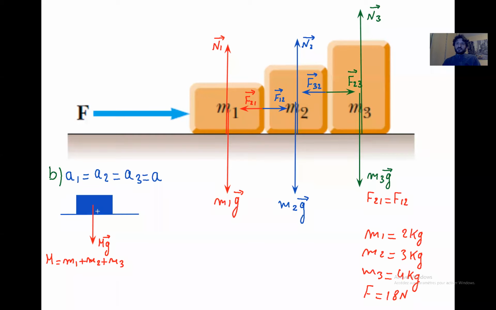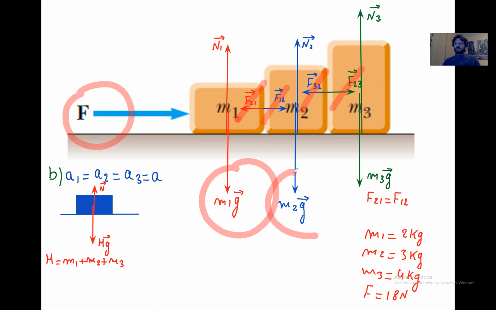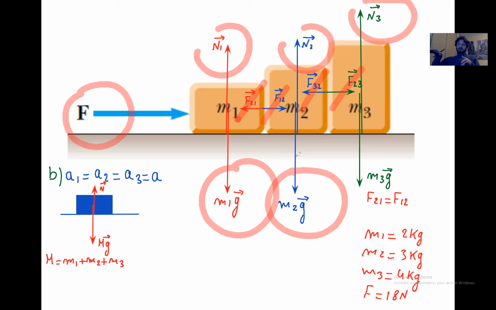And we have the reaction N total, which must be up. And we have to eliminate all the internal forces. So we can eliminate between M1 and M2, F12 and F21, F32 and F23. These are internal. What we have external is F, and we have M1 and M2, N1, N2, N3. These are external, between the object and the outside, but the internal must be between the objects.